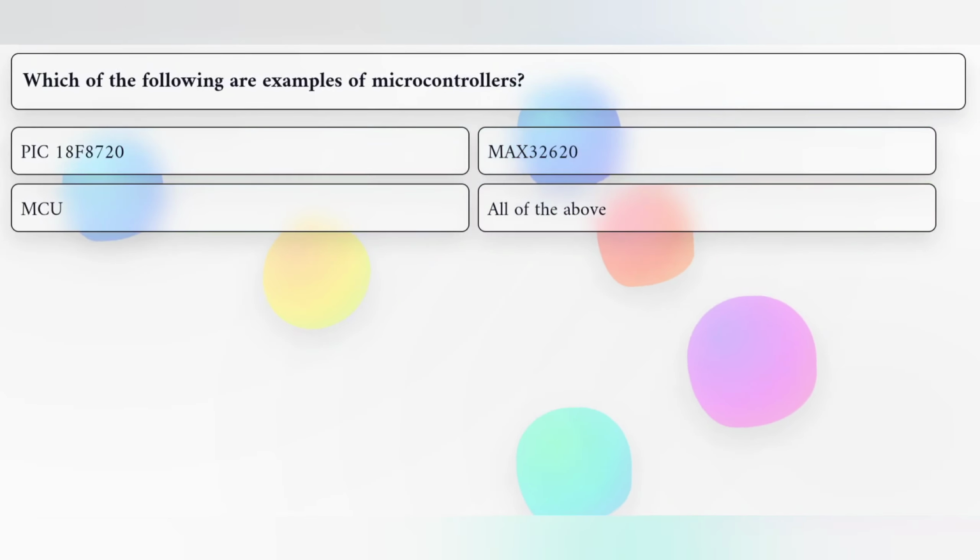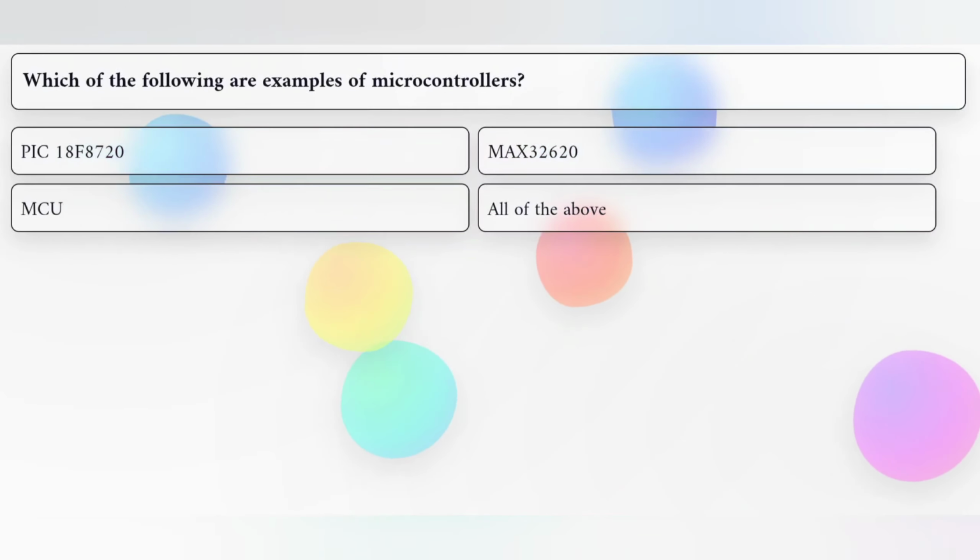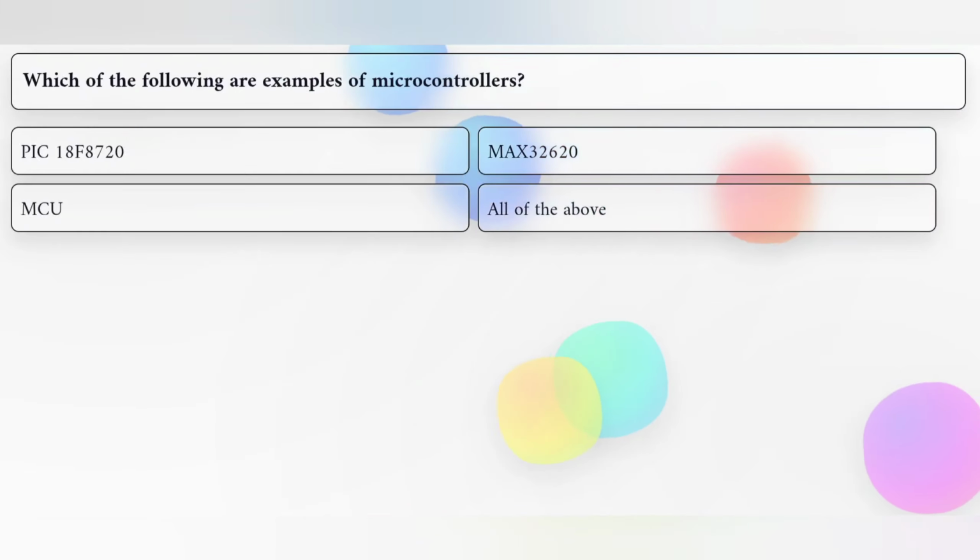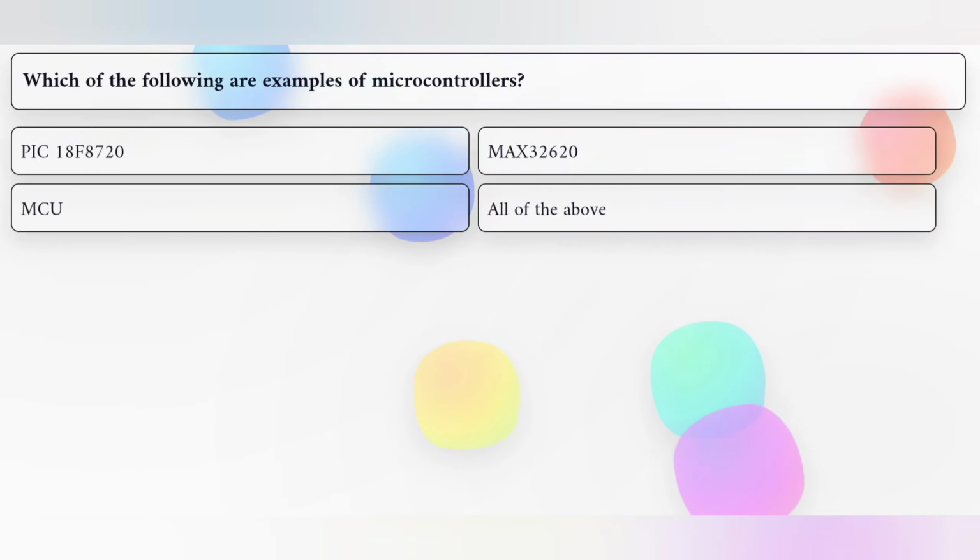Which of the following are examples of microcontrollers? PIC-18F 8720, MAX 32620, MCU, all of the above.